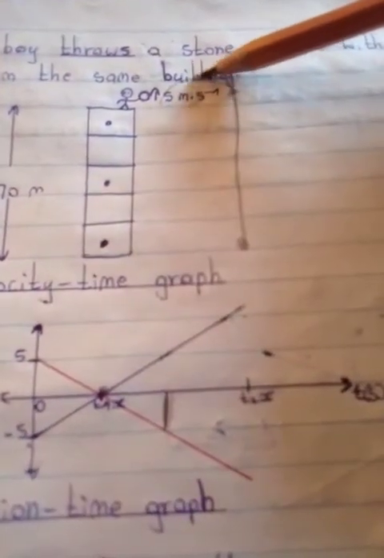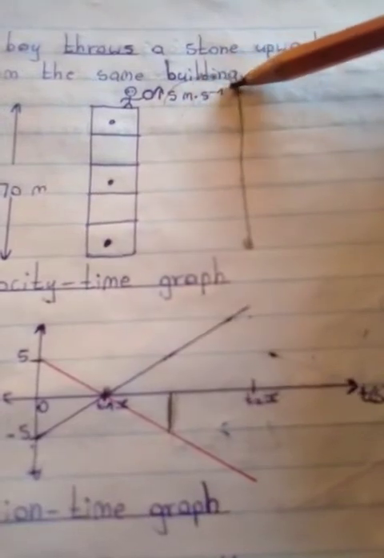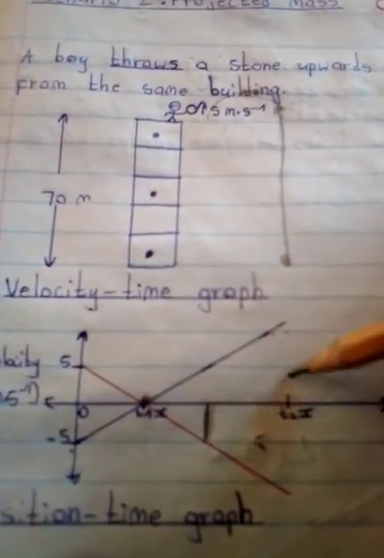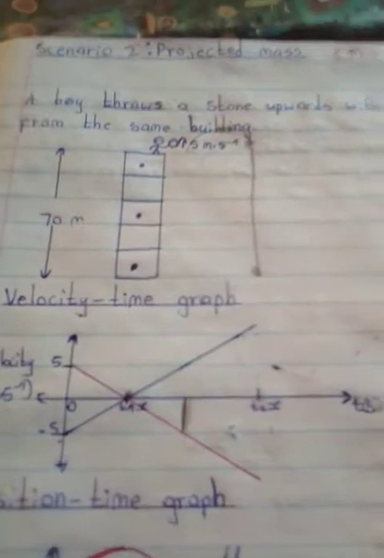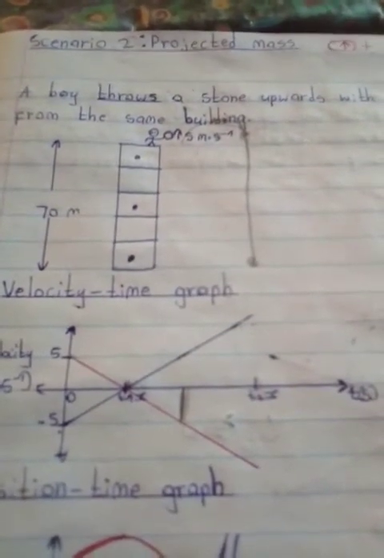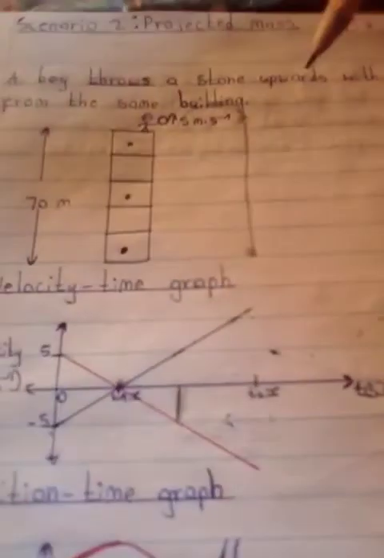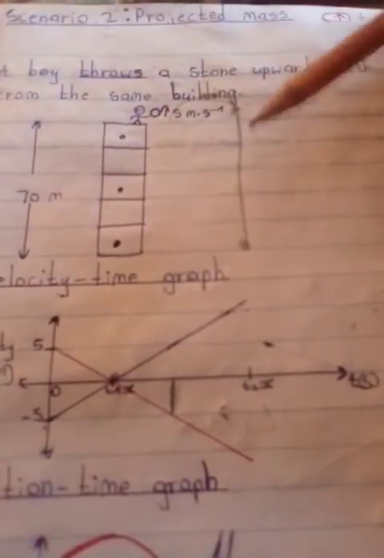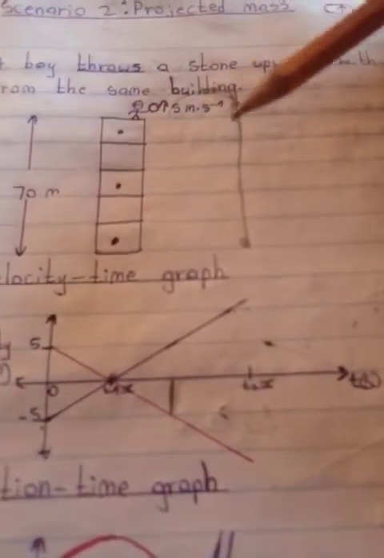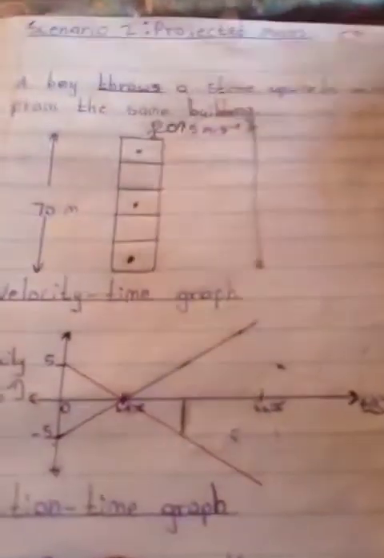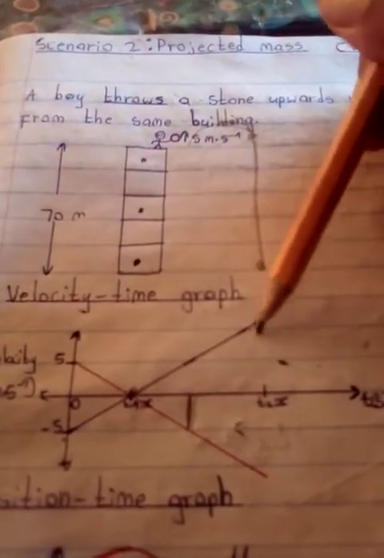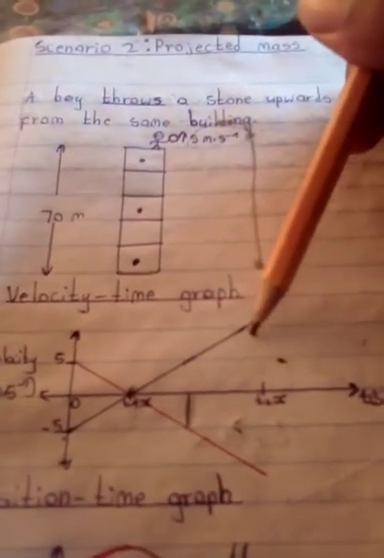After this, the stone here will fall in a positive direction. That's why it experiences a positive velocity, up until this time here, where it hits the ground and stops. Remember that if you want to calculate the total distance traveled by the stone, the area under this line here will give you the displacement.